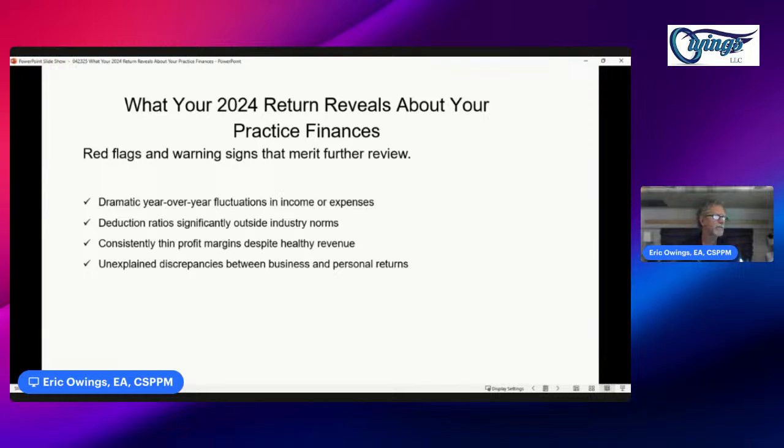Consistently thin profit margins despite healthy revenue. That, of course, just kind of goes without saying. If your bottom line is under 20%, despite the fact that you don't really have any more than the normal complaints about your claims receivables, then that's something to take a look at. Unexplained discrepancies between business and personal returns is another one.